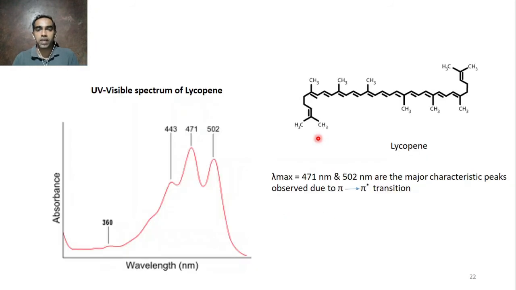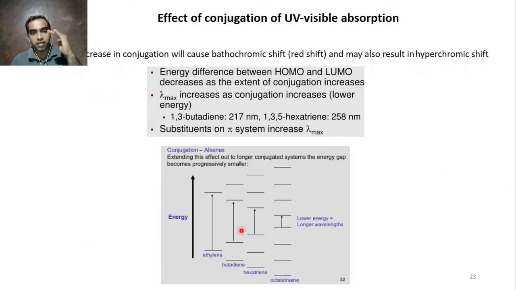So what happens because of extended conjugation, the transition, that is π to π star, that energy gap reduces because there is a delocalization of electron. So if there is a delocalization of electron, the energy difference between HOMO and LUMO will decrease, okay, as the extent of conjugation increases. So lambda max increases as conjugation increases. So 1,3-butadiene 217, 1,3,5-hexatriene 258 nanometer. Okay, so this is what happens. You can see here ethylene, the energy gap π to π star. Butadiene, you can consider HOMO and LUMO, that's also fine.